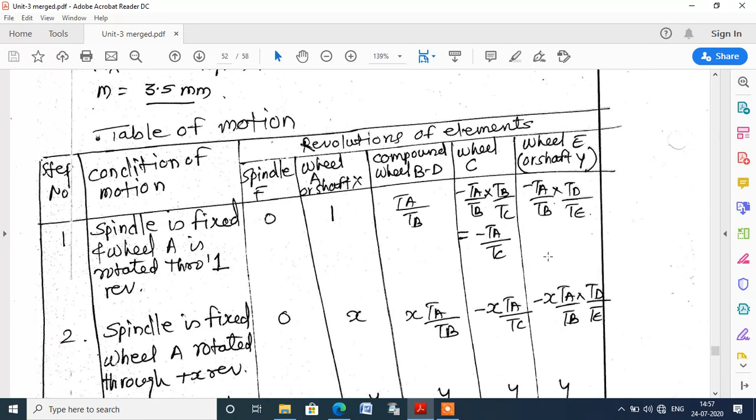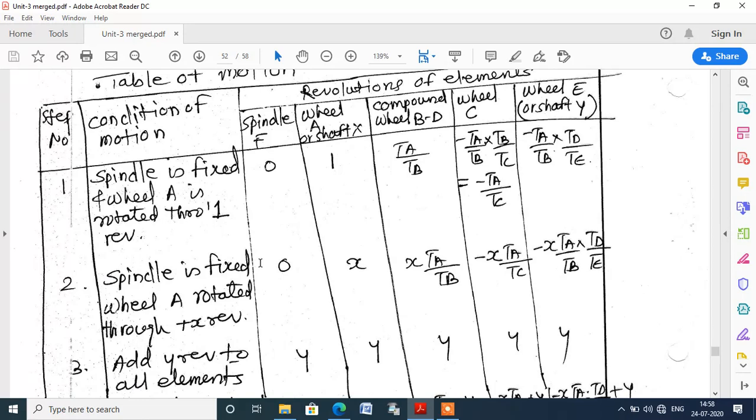Carefully you have to write this down. Now the spindle is fixed in the second step, and here wheel A rotates through plus x revolutions.